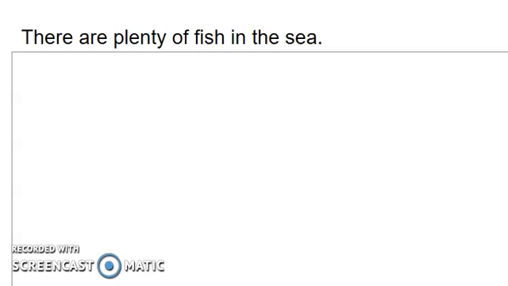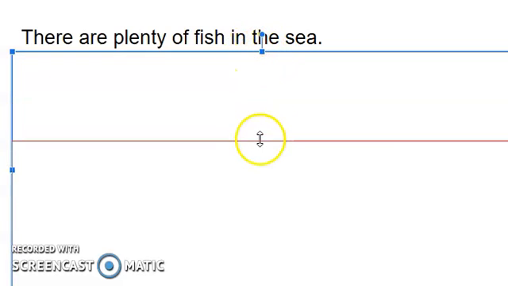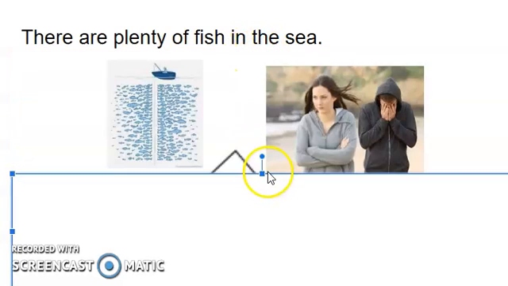Here's another more complicated metaphor. There are plenty of fish in the sea. When someone gets dumped, a friend might say, "There's plenty of fish in the sea." Do they mean that there are lots of fish? No, the friend is saying that there are other people to date, so they shouldn't be too sad. So let's use our bridge map to find comparisons.